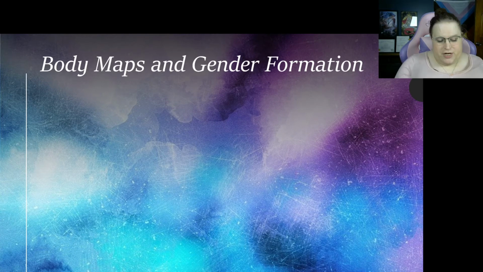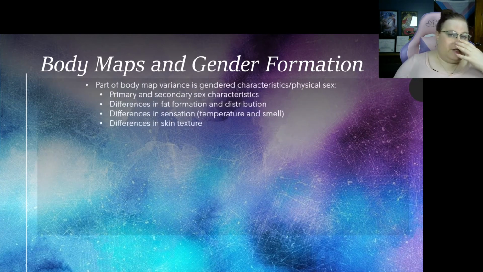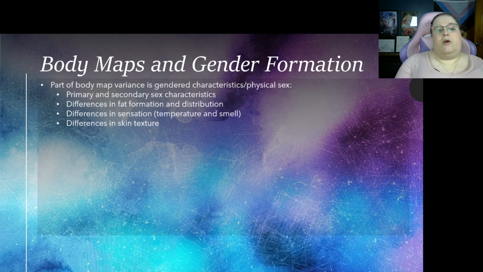So what does any of this have to do with gender? Well, this is where Langer pulls together these different findings and asks the question, and talks about how part of your variance in body maps is going to have to be gendered characteristics. Physical sex, primary and secondary sexual characteristics, for example, are going to differ between individuals, and your body map has to be prepared for that difference. It has to have priors that account for that difference so that it doesn't incorrectly flag interoceptive signals from those body parts as being a problem.